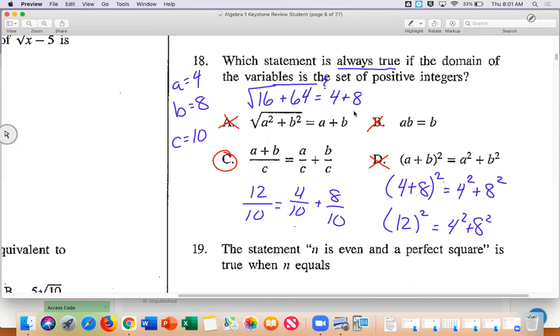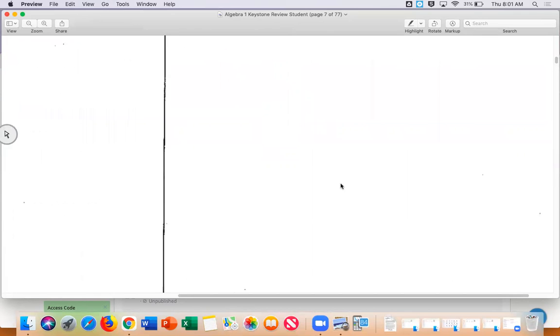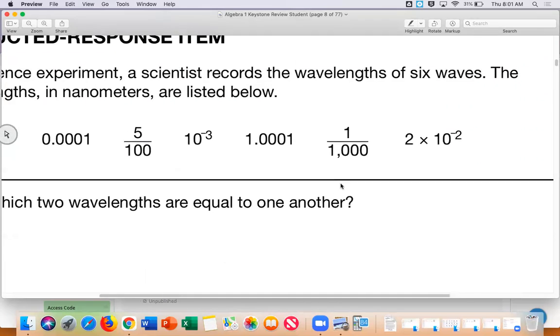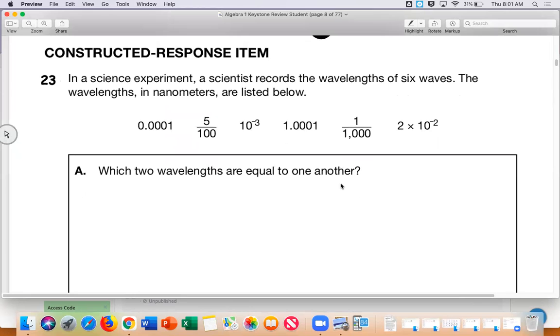Yeah, which one, Neve? Okay, now, if you're asking for 23, I got to do the full 23. Is that okay with you? Yeah, I just was confused at 23. Okay. So in 23, it says, in a science experiment, the scientist records the wavelengths of 6 waves. The wavelengths in nanometers are listed below. Which 2 wavelengths are equal to one another? Meaning, if I type these numbers into my calculator, which ones are going to be the same?